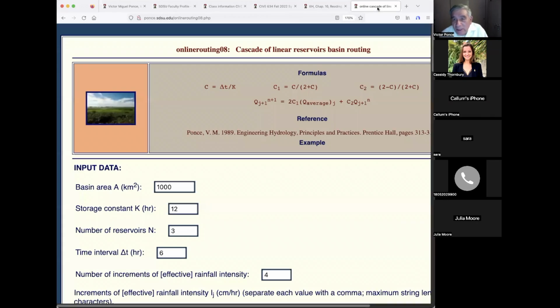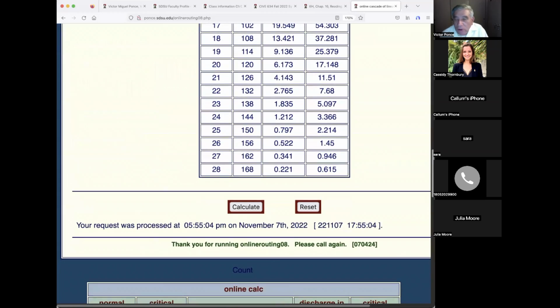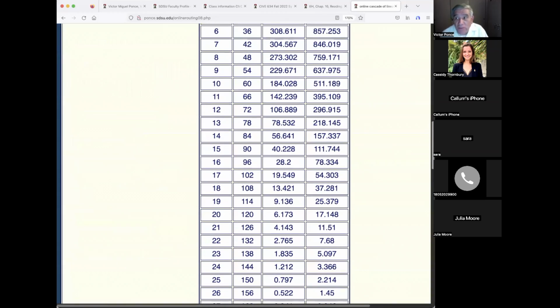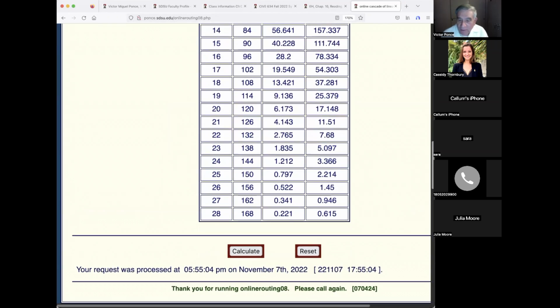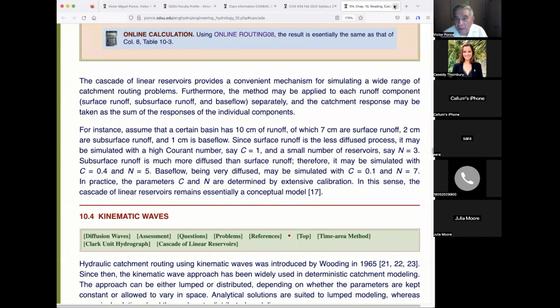It doesn't matter because the difference is so small that, from an engineering standpoint, if it's less than 5%, something like that, it's okay. I told you already, hydrology can be 30% in error and it's okay. And here we're looking at very, very small differences between the hand calculation and the computer calculation. So with this then, we have completed this example of the cascade of linear reservoirs.